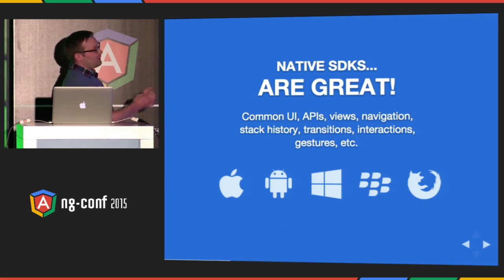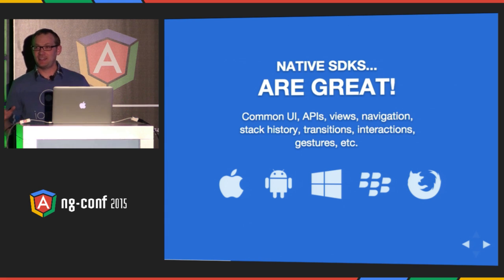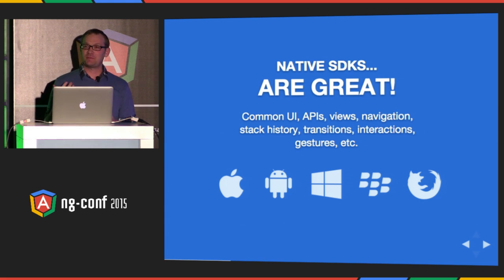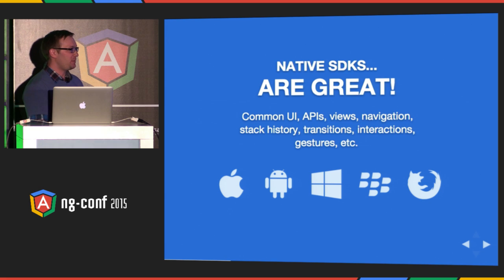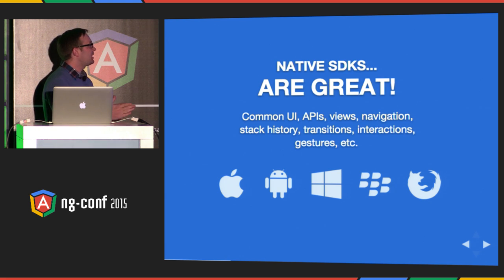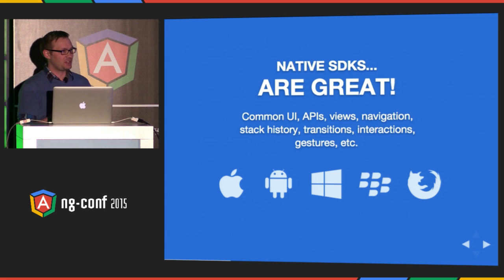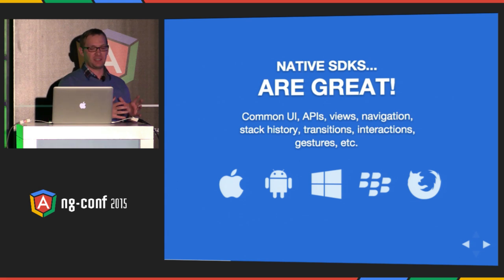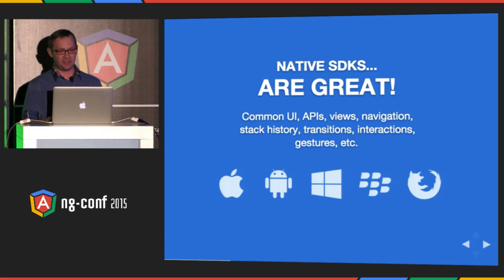So you want to build a hybrid app, great. But really, native SDKs are great too. I'm not knocking native whatsoever. Native SDKs provide this common UI, these great APIs to control the UI, views, navigation, a common structure, and great gestures, transitions, all that. It comes with this built-in SDK for iOS and Android and all the others.